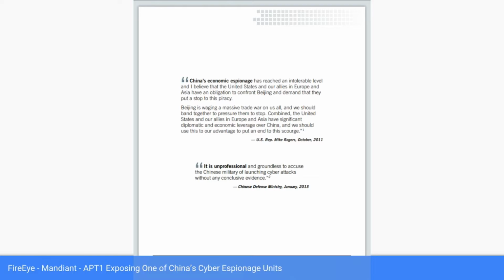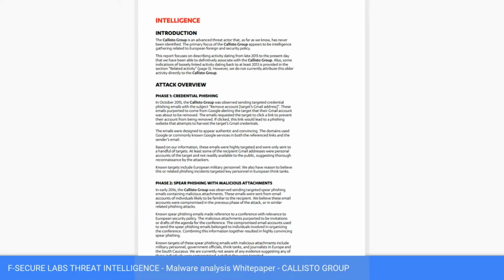So this is one great white paper, and it really looks at offender profiling. It looks at who these malicious actors are, what their motives are, and what they do. It's a really great paper. We have another one here by F-Secure, and this one is quite similar. It looks into the Callisto group, looks at their motives, what they do, and things along those lines.